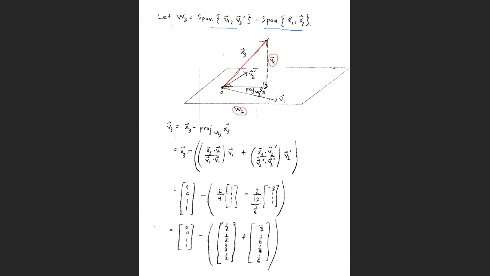Well, you can see here the projection of the vector X3 onto subspace W2. The vector V3 is just going to be X3 minus the projection of the vector X3 onto W2. That's what it's going to be. And again, the vectors V1 and V2 prime are orthogonal, so we can get that projection vector using our formulas.